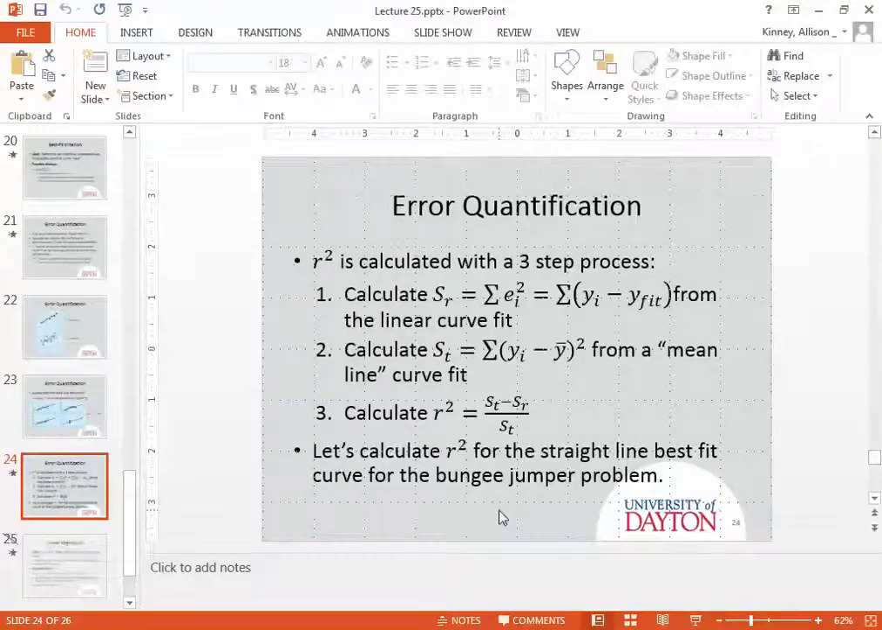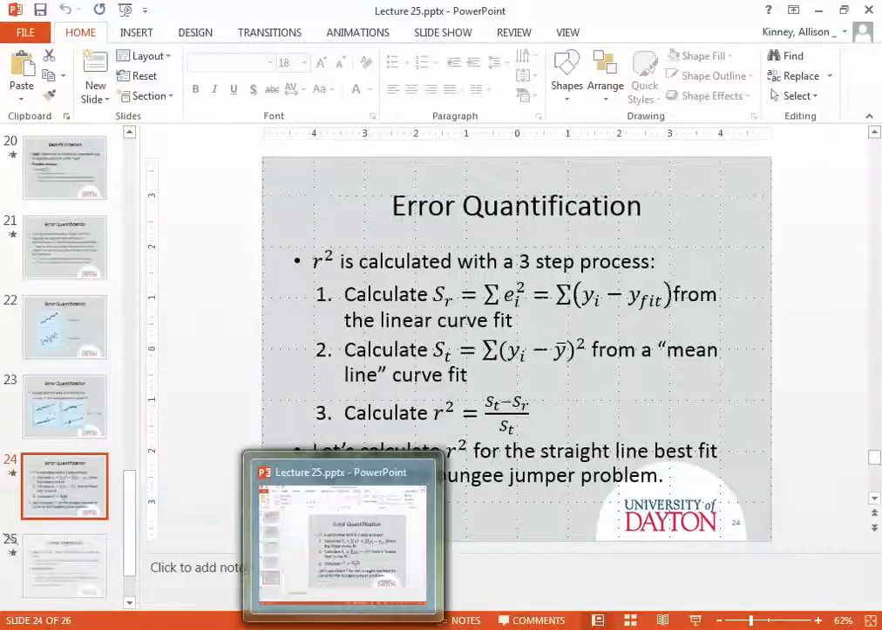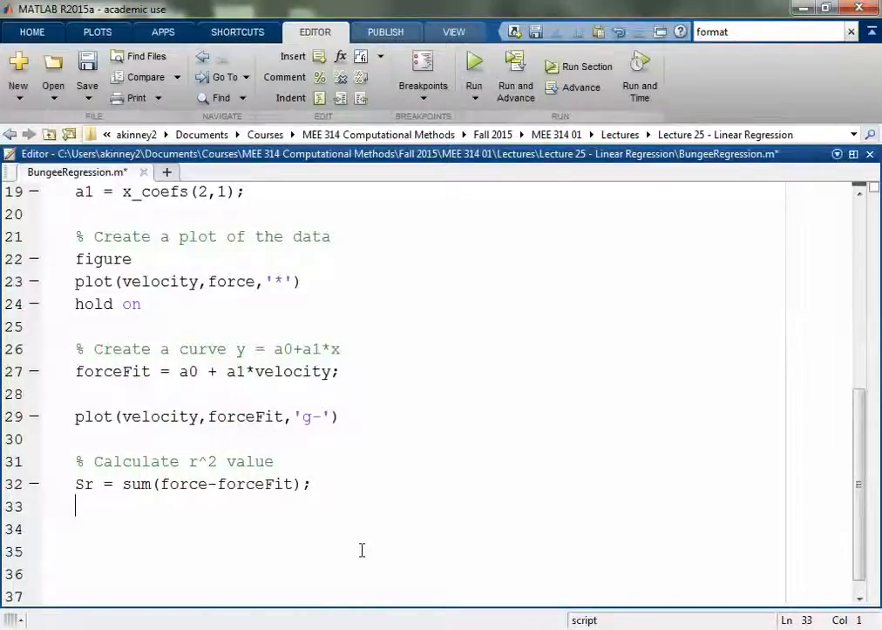Now we jump back over and we look at ST. So ST is equal to the sum of yi minus y mean. So yi is again my force data. Where is the y mean going to come from? The mean of the force data, right? That's what we said the y value was, so that's going to be the mean of our force data.